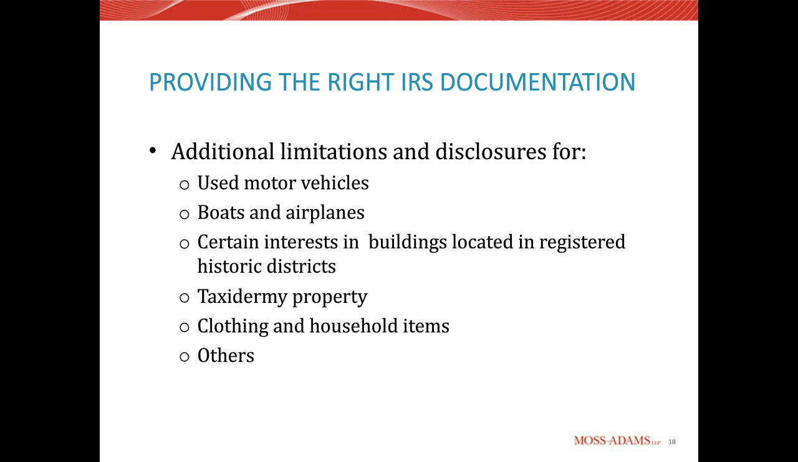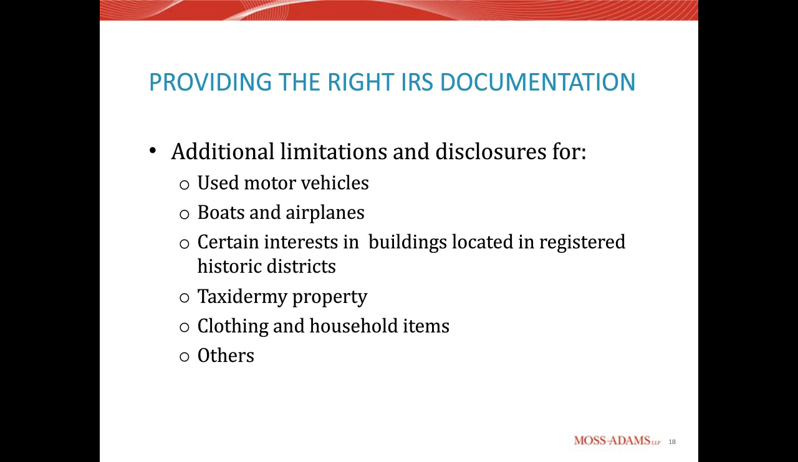Taxidermy property. Sometimes, especially in higher ed, you get some interesting gifts of art. So should you come across taxidermy property and you get questions from the donor, this particular property is limited on the donor's tax return to a deduction of basis or fair market value, whichever is less. There are some specific rules about what the basis, or the cost to the donor, was. Form 8283 is required if it's over $5,000, and then if it's sold within 3 years, then the 8282 is also required.